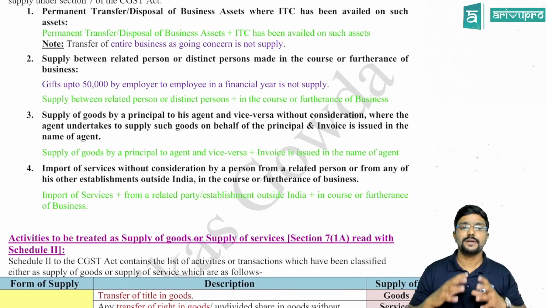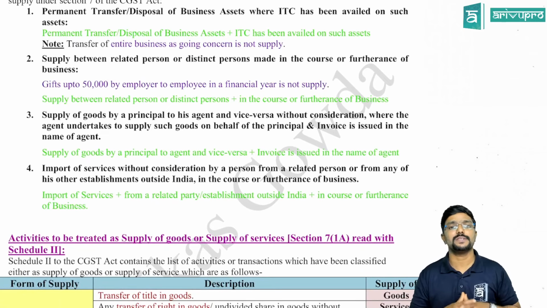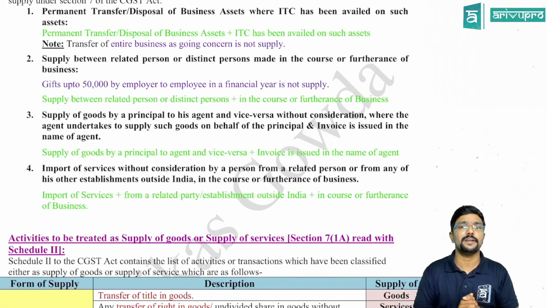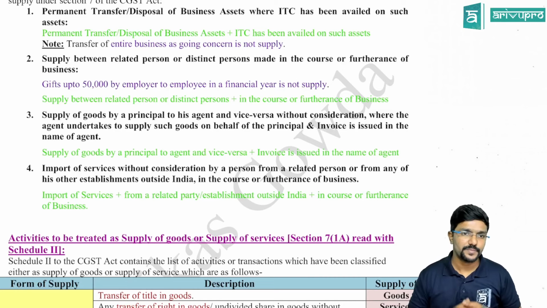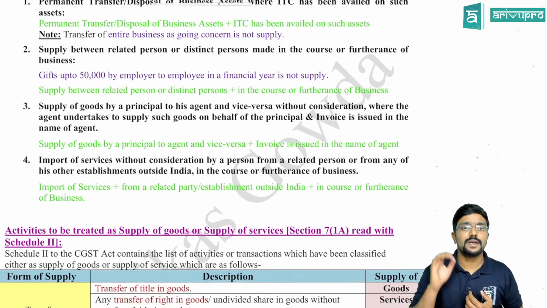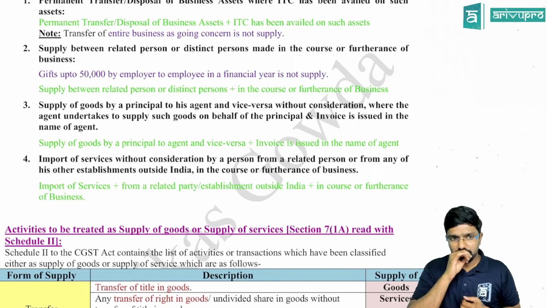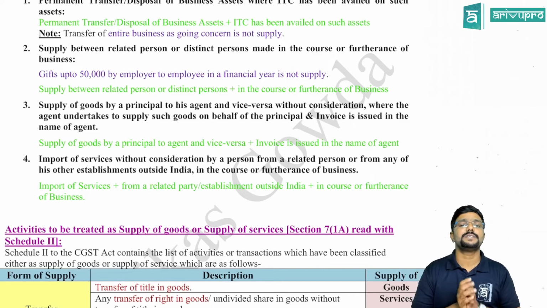Chalo. But transfer of entire business as a going concern, means A Limited has been sold to B Limited. Is it a permanent transfer of assets? No, because the business will continue through the successor. Hence, it is not a supply. Then come into para 2, supply between related person or distinct person made in the course or furtherance of business.